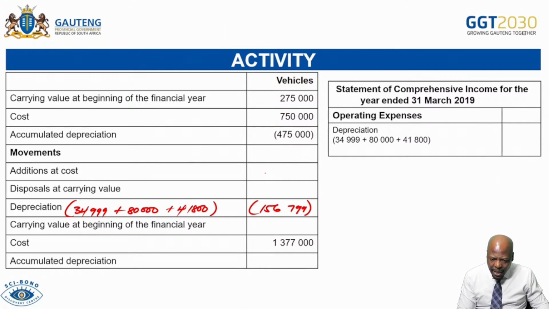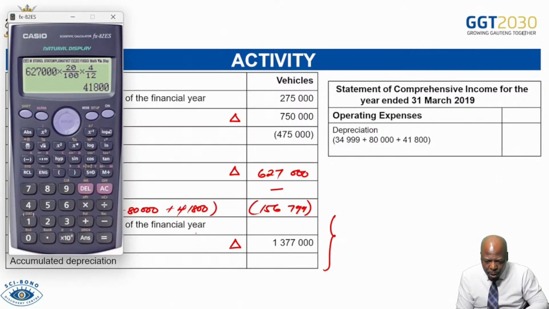I'm coming here. Additions, 627,000. Did we dispose of any asset? Certainly not. Can we complete this bottom part? Let's do it together. So how do we do that? Quite easy. If I want to get my cost, I'm going to look at my cost here plus my additions at cost will give me my cost at the end. So follow those small little triangles.